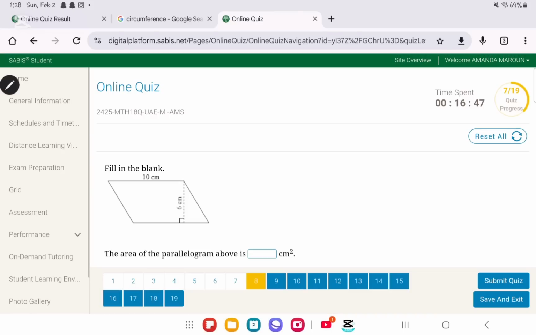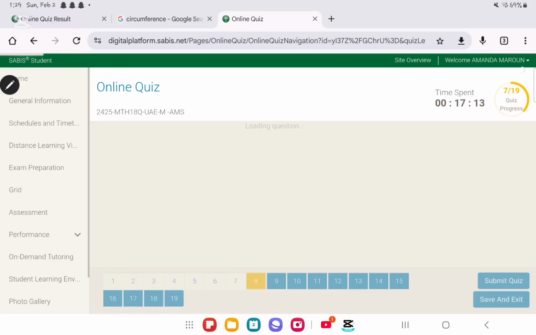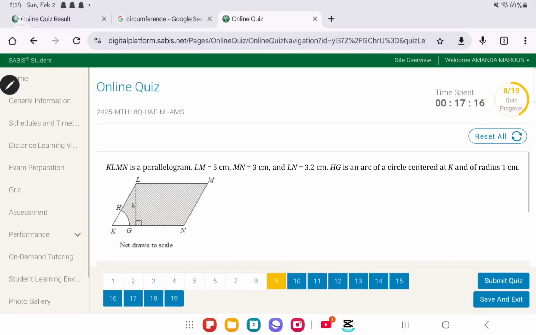Moving on to question number 8, they need the area of the parallelogram. You know the area of a parallelogram is base times height. The base is 10 centimeters times the height, which is 6 centimeters, so it's 60 centimeters squared. We move on to the next question.